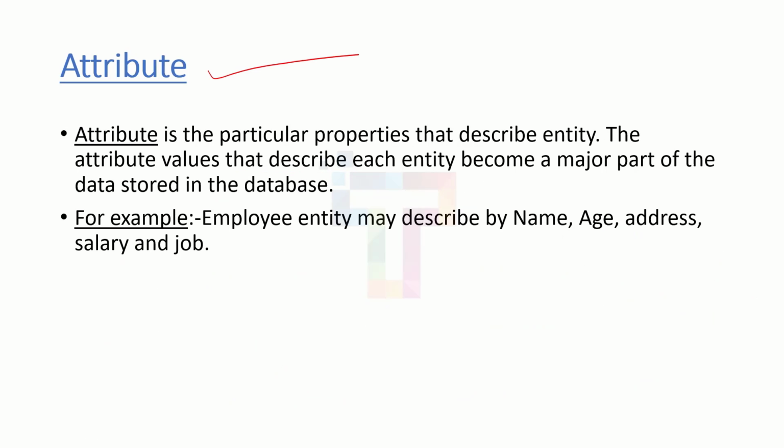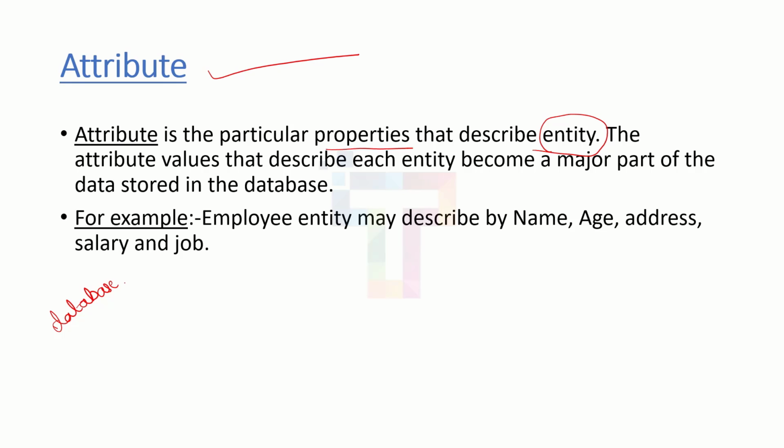Next we have attribute. The definition: an attribute is a particular property that describes the entity. What is an attribute? An attribute is a property which will describe an entity. Whichever entity we are considering in our database, every entity has its own attributes, right? So a property which describes the entity is called an attribute.